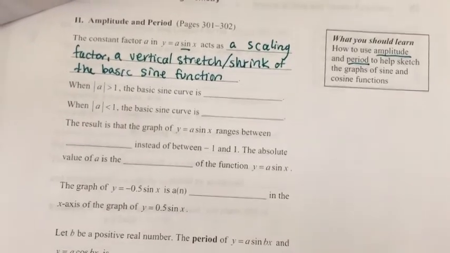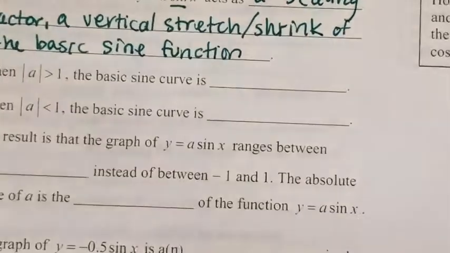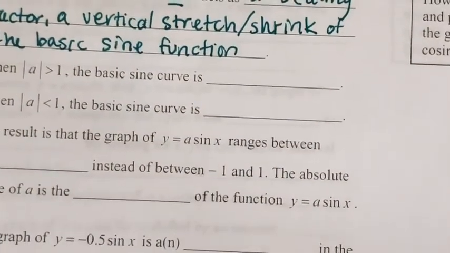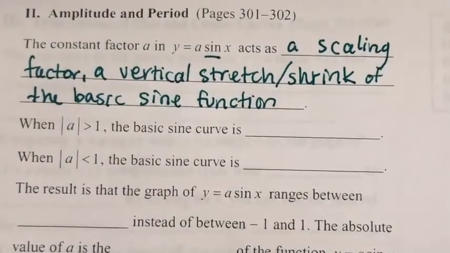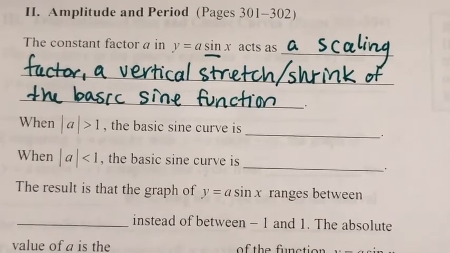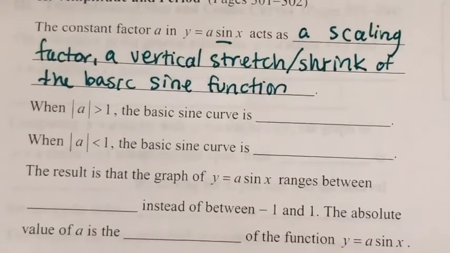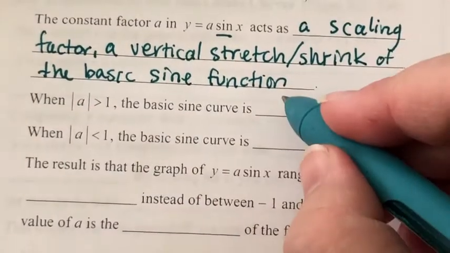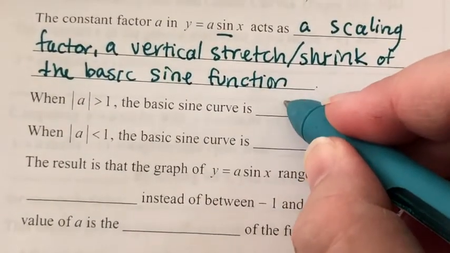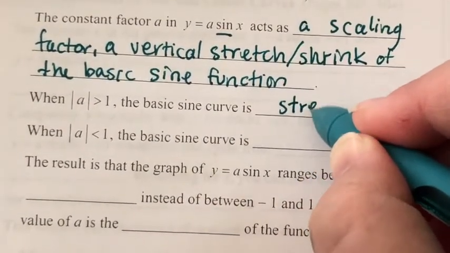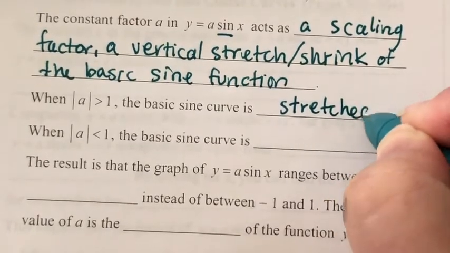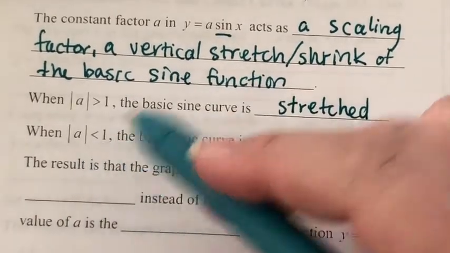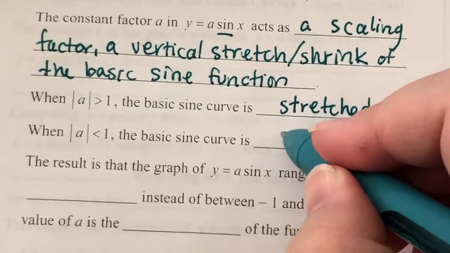And this is kind of what we talked about here. So it's a scaling factor, a vertical stretch or shrink of the basic sine function. So when that absolute value is bigger than 1, the sine curve is stretched. It's made taller. Or if the absolute value is less than 1, it's shrunk.